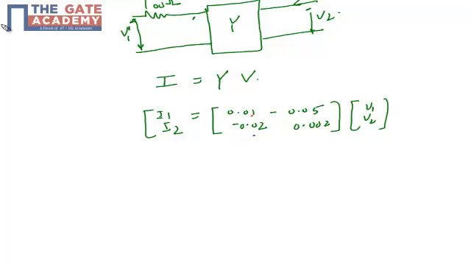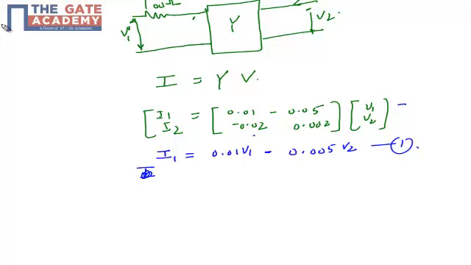Now if I write down my first equation, I1 will be equal to 0.01 times V1 minus 0.005 times V2. This is my equation number 1.